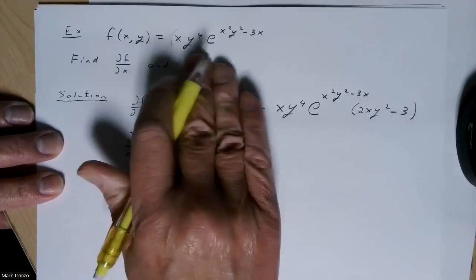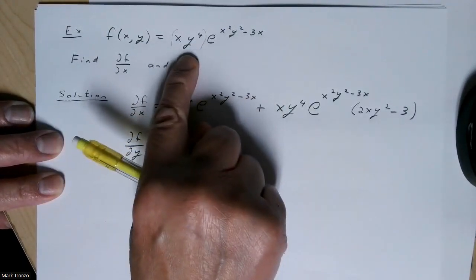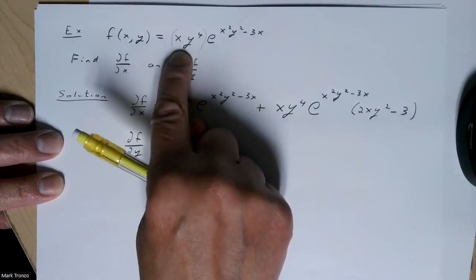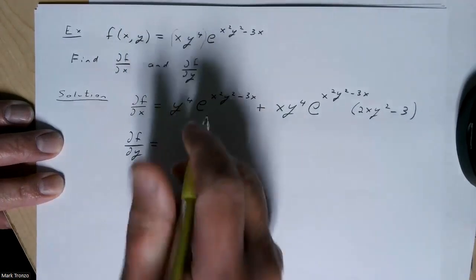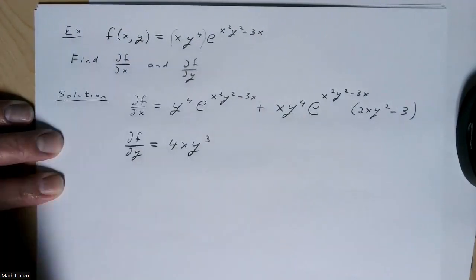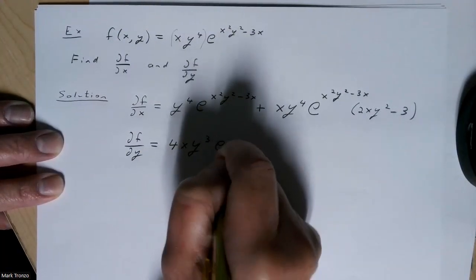Again, going back to our original function here. Again, we'll treat it as a product rule. The derivative of this with respect to y, treating x as a constant. That'll bring the 4 down. That'll be 4xy cubed times this.